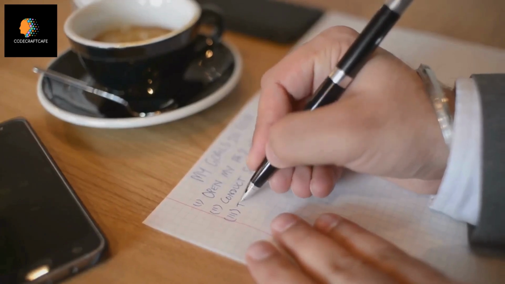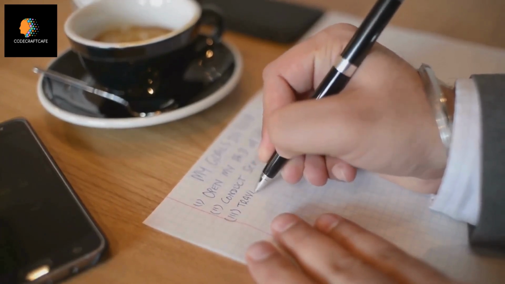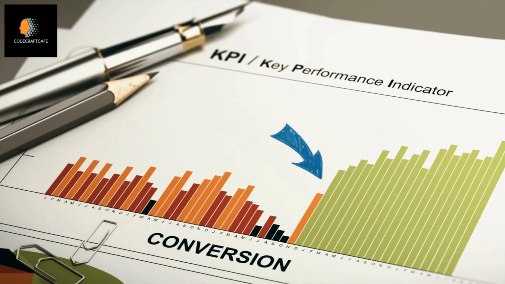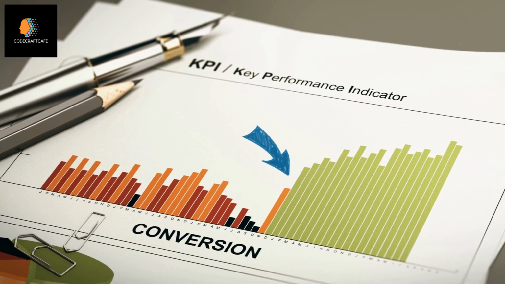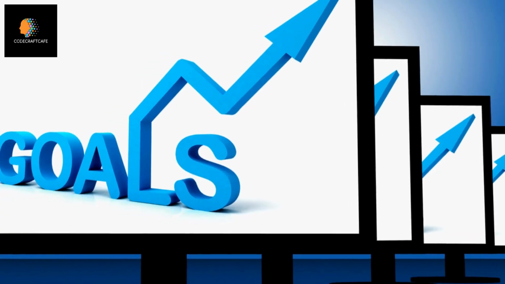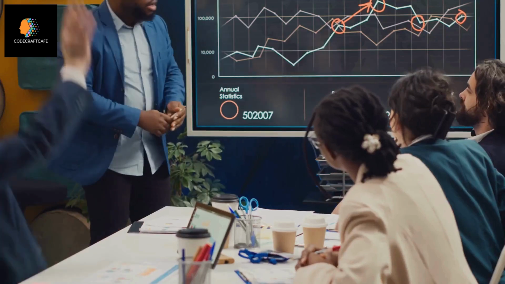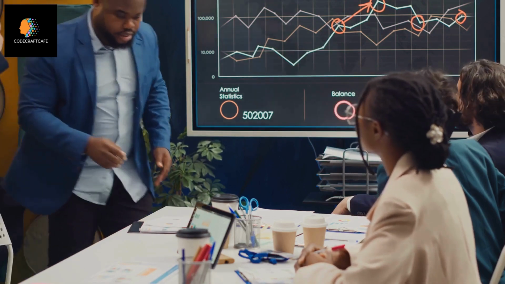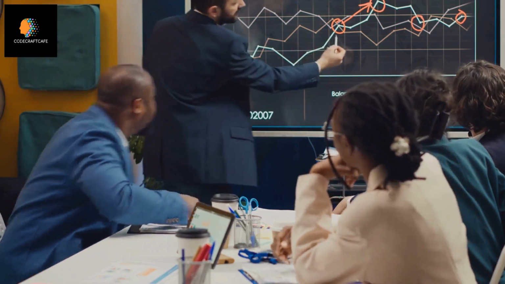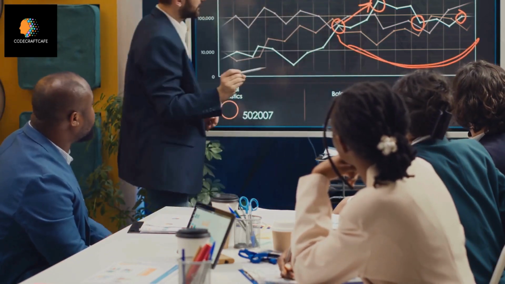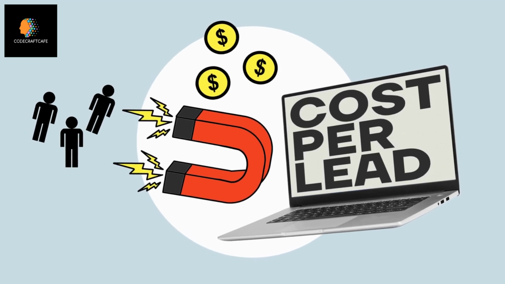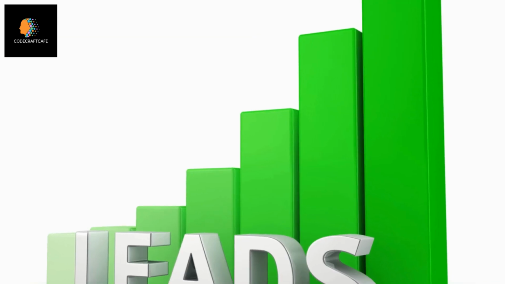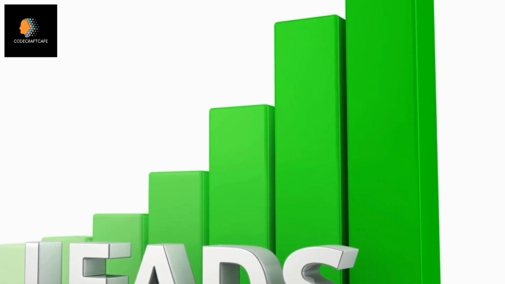Instead, get specific. Do you want to generate 100 qualified leads in the next quarter? Increase your website conversion rate by 5%? These are goals you can measure and track. And don't forget about ROI. Lead generation takes time and resources, so you need to make sure those efforts are translating into actual business growth. Set targets for cost per lead, lead conversion rates, and ultimately, the revenue generated from your leads.